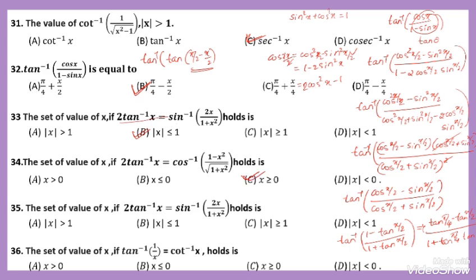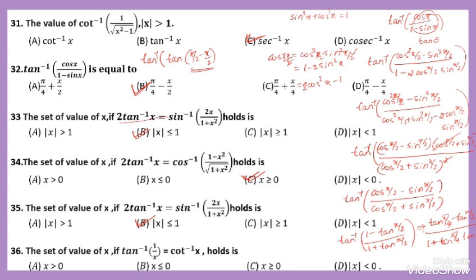The set of values of x if 2 tan inverse of x. Okay. Here there is the same question. Sine inverse of 2x divided by 1 plus x square. The option number 2 is correct.